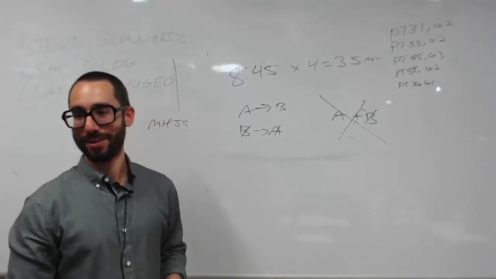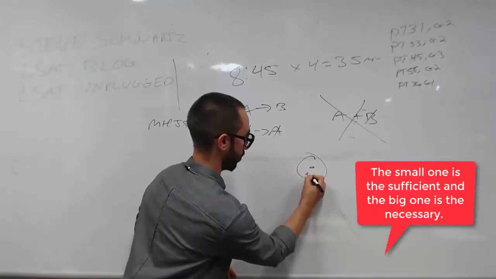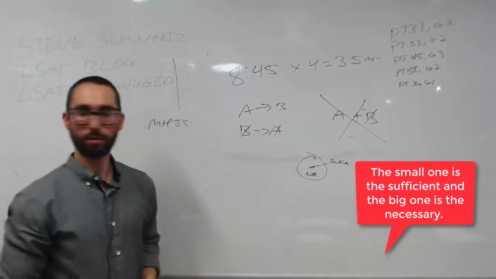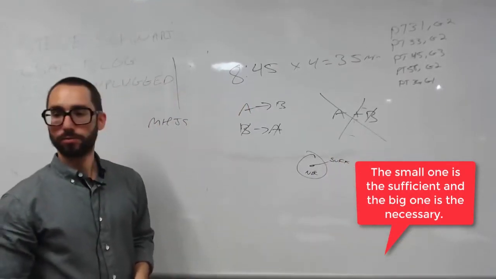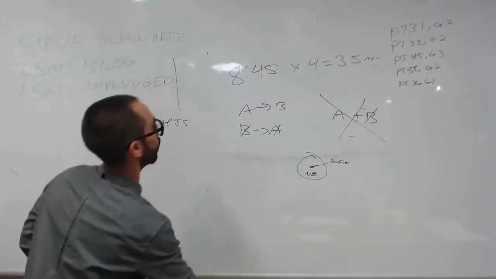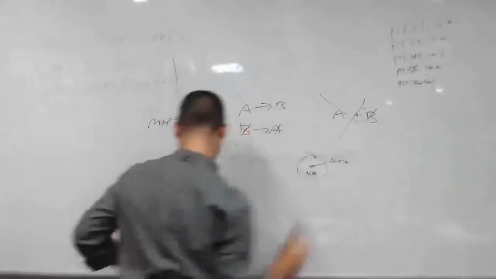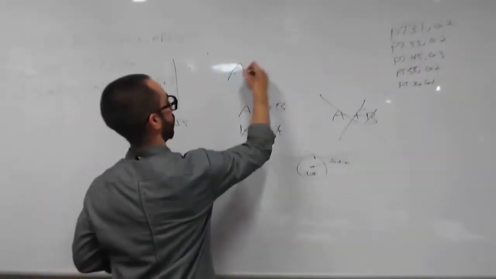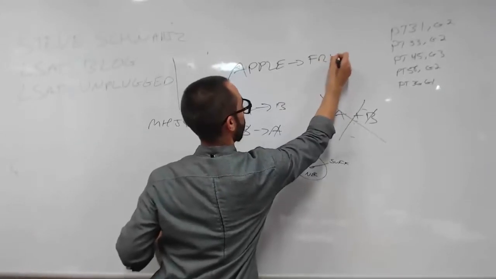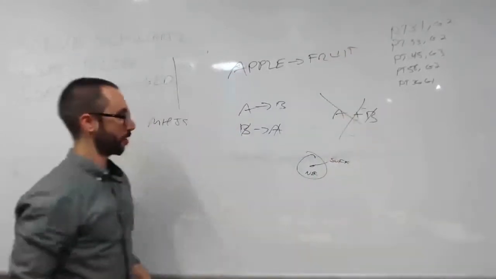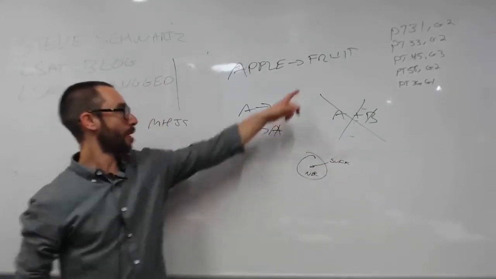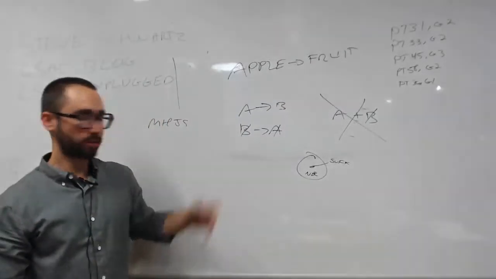It's visual. The small one is sufficient. So if you have sufficient, it's got to be in that big circle of necessary. That's how I visualize it. Okay, well, that could be like, for example, let's say, if it's an apple, then it's a fruit, right? Right. So that makes sense because the necessary is the fruit, the sufficient is the apple. There are obviously many more fruits than apples. Mm-hmm. So I guess that's where they're going with it.